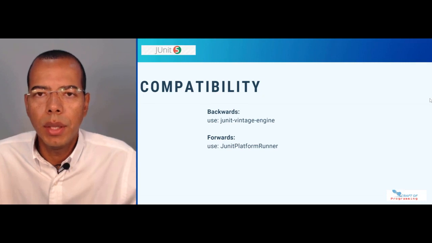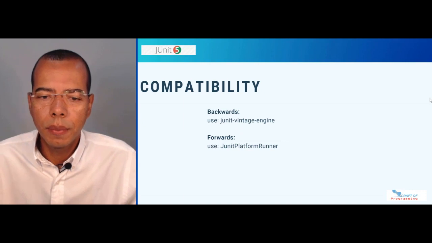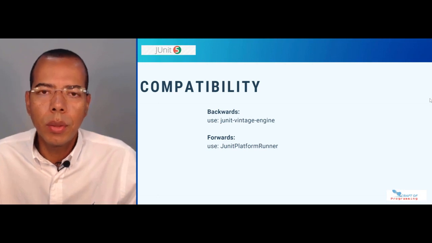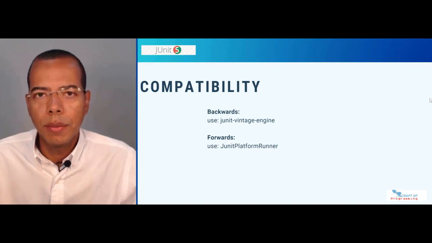So I believe that today, as of March 2019, pretty much the modern or popular IDEs like IntelliJ and Eclipse support JUnit 5. So now you have a better understanding of the dependencies in JUnit 5 and the new architecture, as well as the new extension model in JUnit 5.